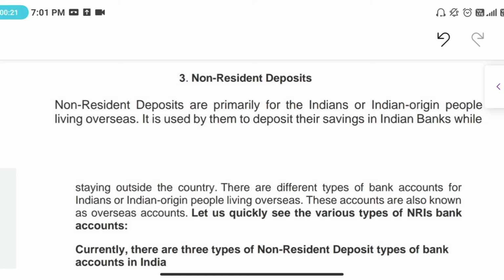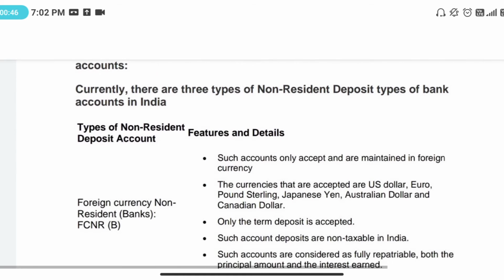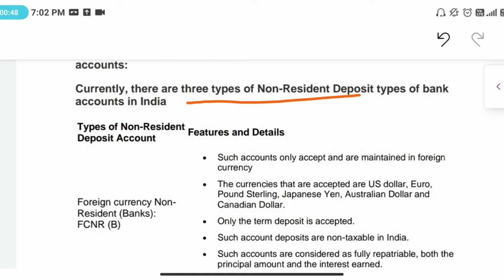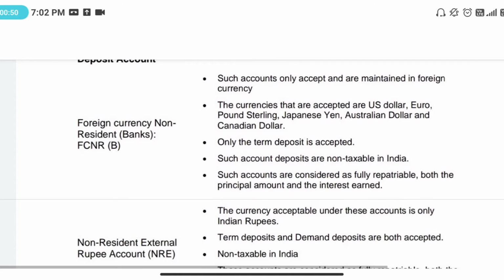So in today's video, we'll be discussing the non-resident deposits. Non-resident deposits are basically for Indians or Indian origin people living abroad, in a foreign country. It is used by them to deposit their savings in an Indian bank while staying in a foreign country. There are different types of non-resident deposit accounts. Currently in India we have three types of non-resident deposit accounts. So now let's see one by one.